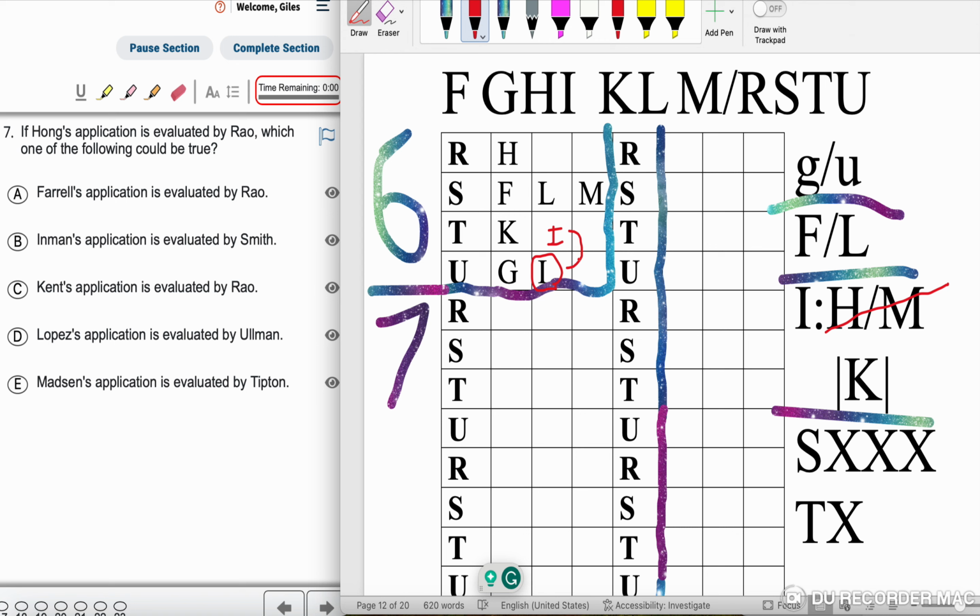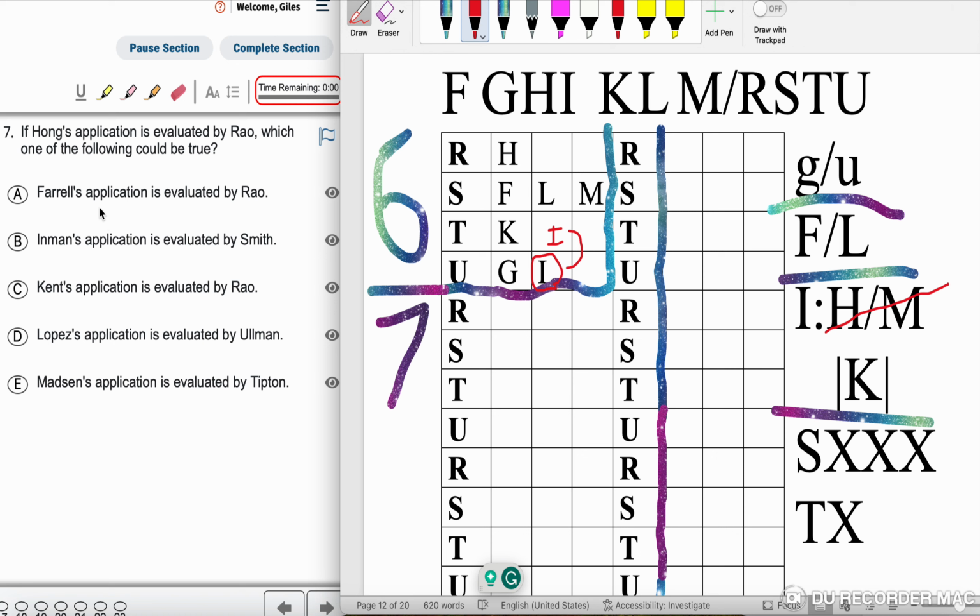Okay, so with that being said, let's see if this meets the rules. G and U, F and L together. I and H and M can't be with the same owner, so H and M's over here. So I could be with T and U. S has more than T, and this will still work out just fine. So we're using kind of like the first world over here.